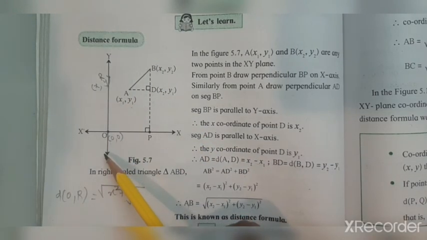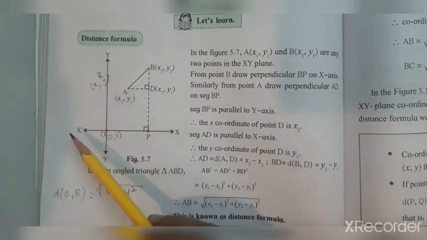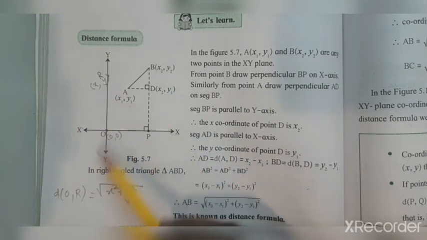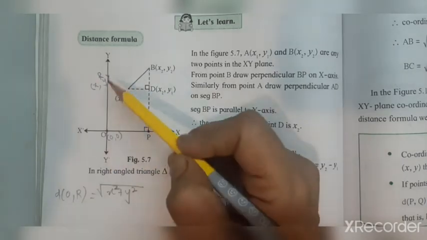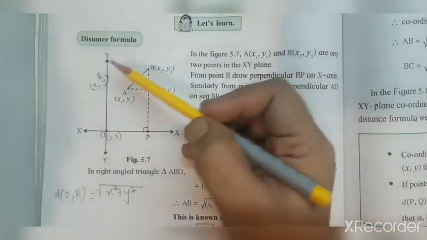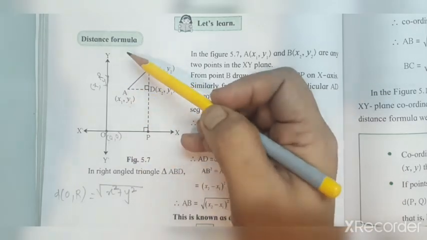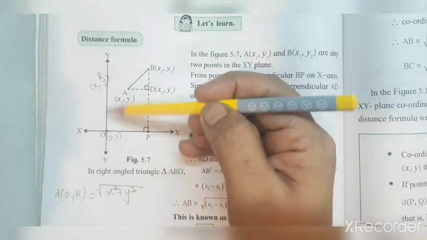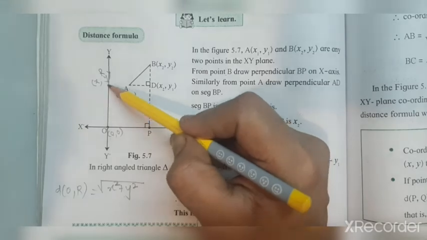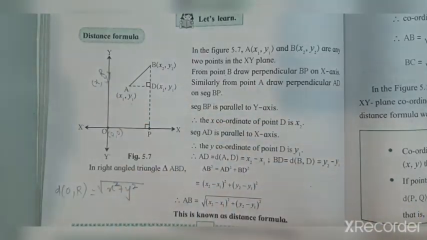And now if we have to find the distance between any point on the axis or in the xy plane and the origin, then the origin is 0, 0, we know, and if we consider that point as x and y, then the distance OR is equal to square root of x square plus y square.